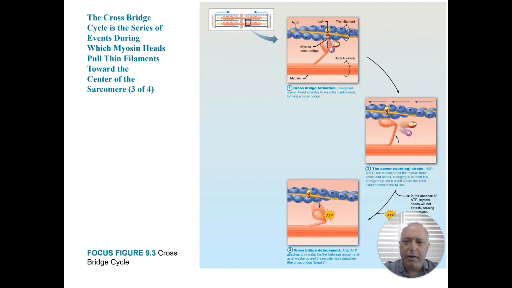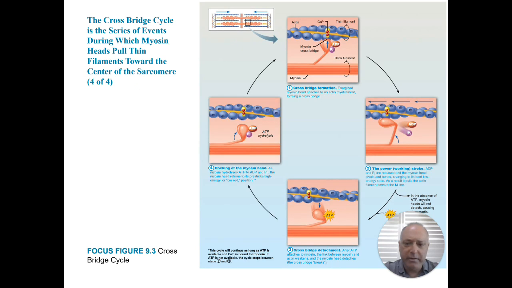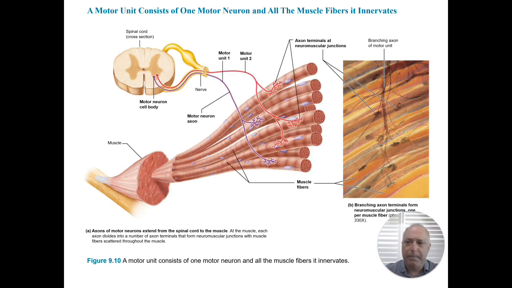And then the cross bridge will detach and recoil back to its original position, which is called cocking of the myosin head. So it goes back to its original position. It will then let go of its ATP, and it's ready for another power stroke.